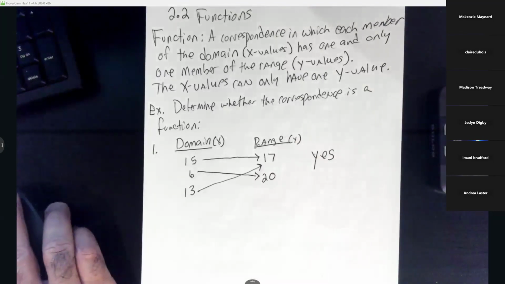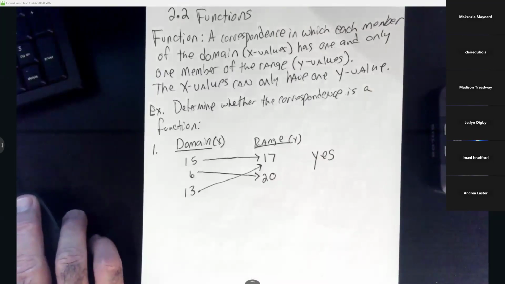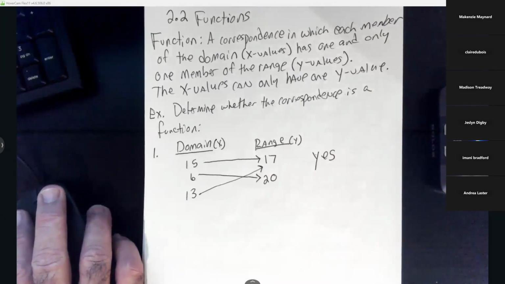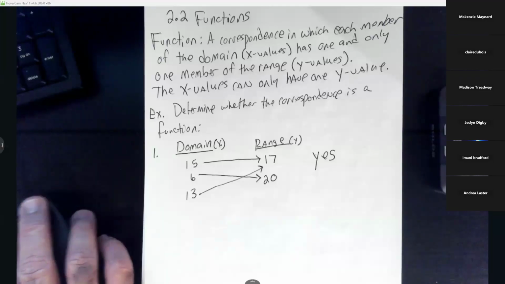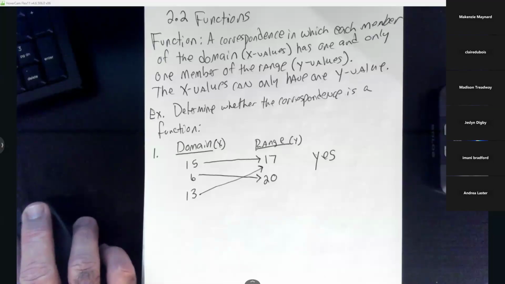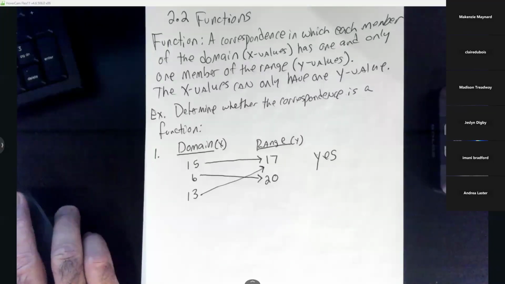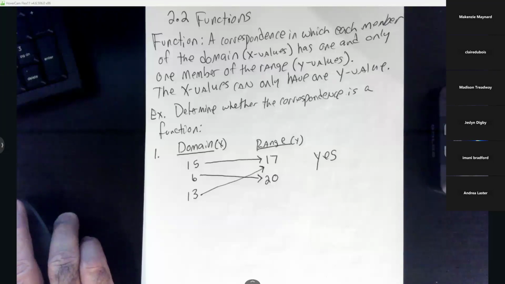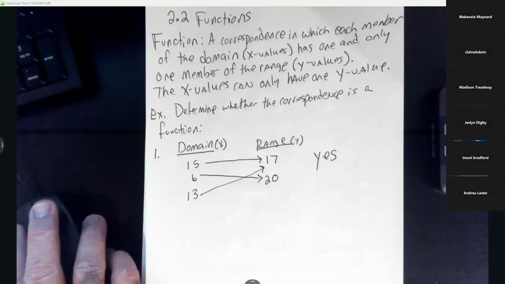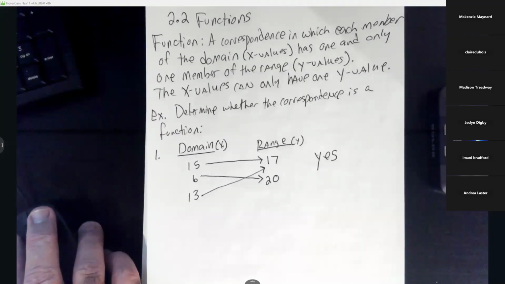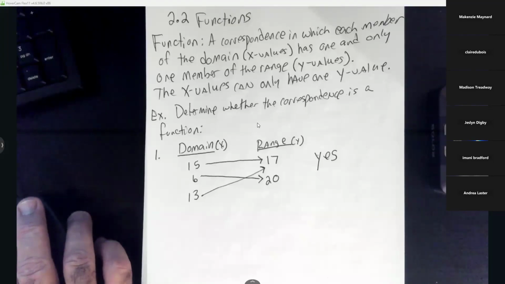So y'all, what we're going to do, let me pull up 2.2 here. All right, y'all, so I'm going to share my screen, and then we'll see if these things are functions or not, okay?